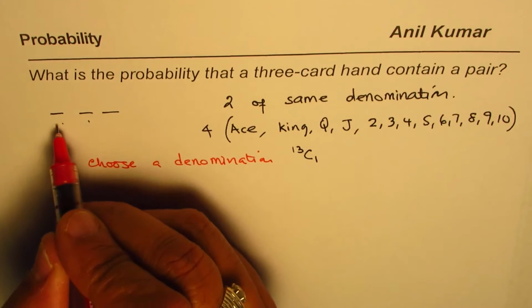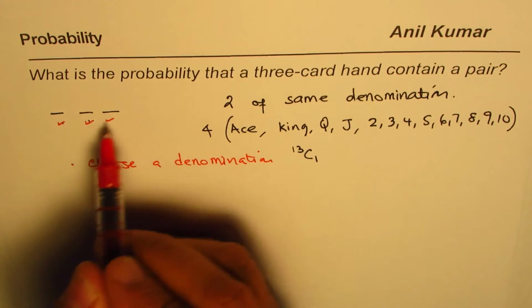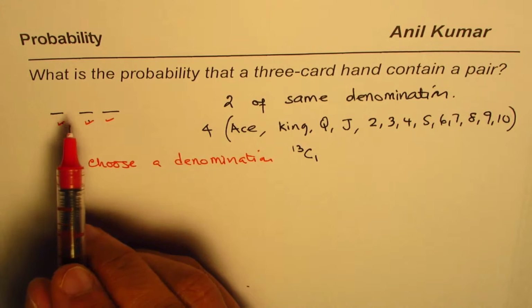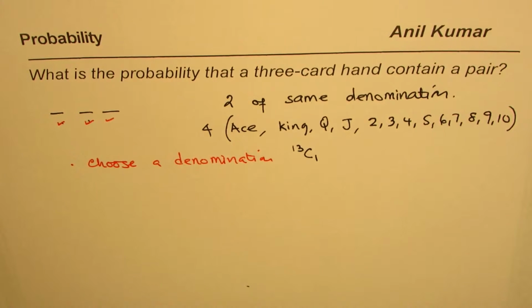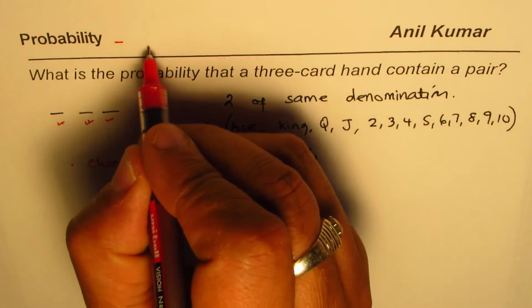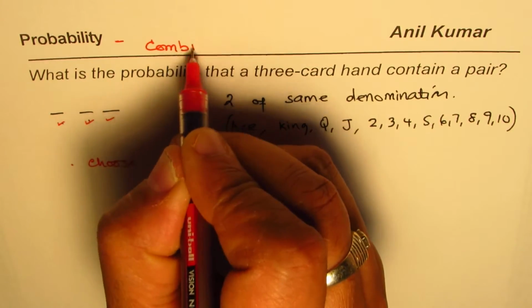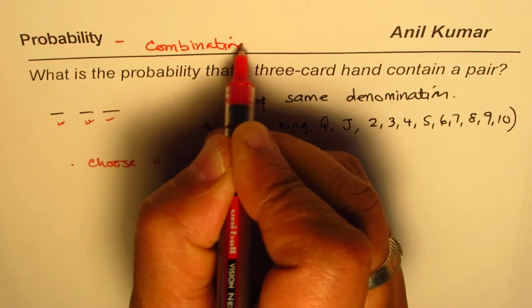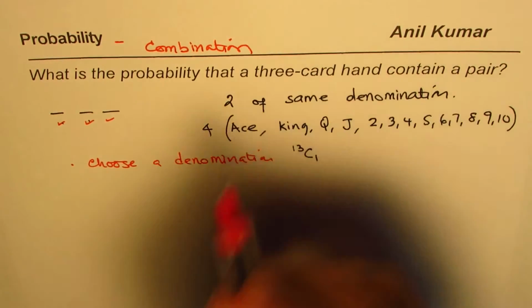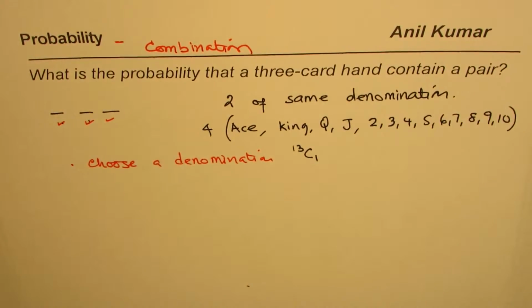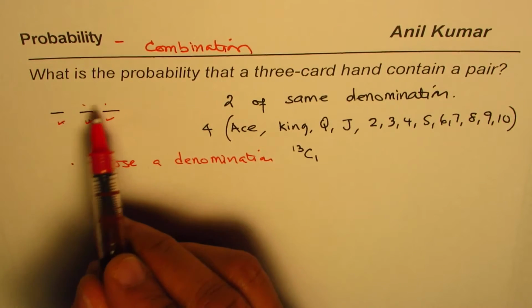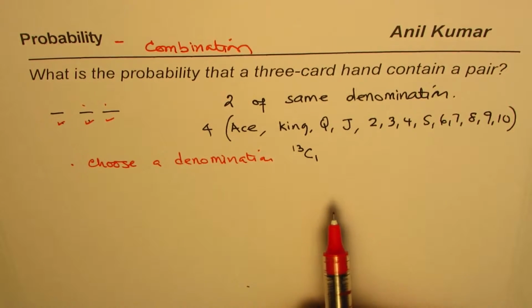Now these three cards, when we place, order does not matter, right? Since order does not matter, it is a case of combination. Let me write down here. We are working with combination in this example since order does not matter, right? So order is not important. Now, the pair could be in any place. It doesn't really matter.